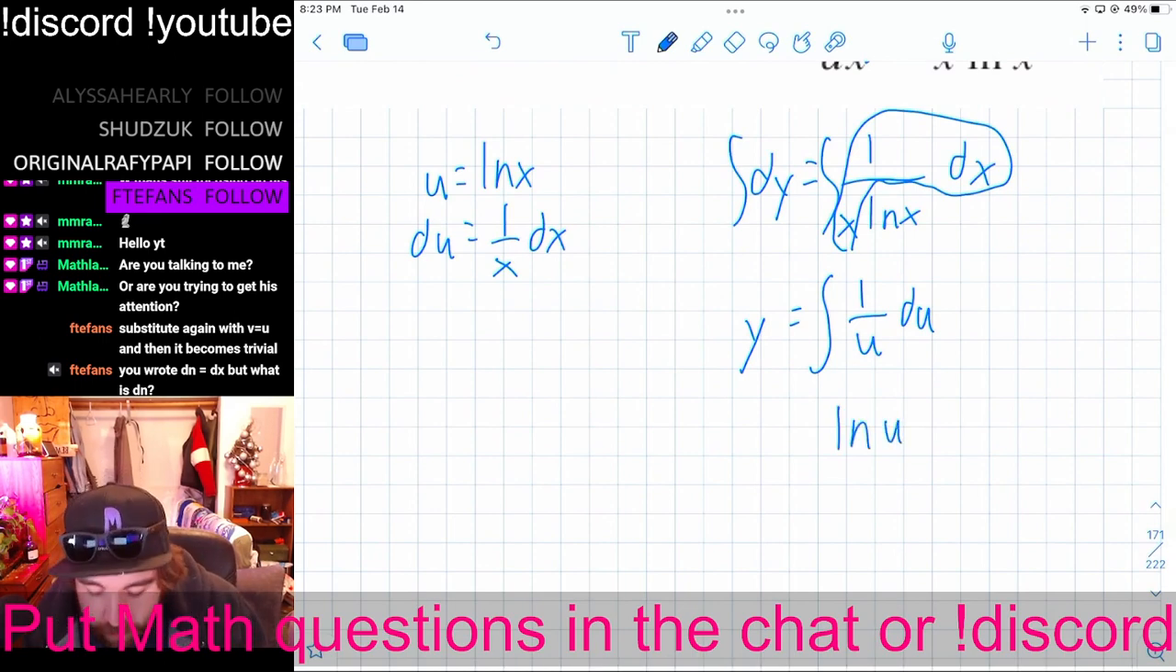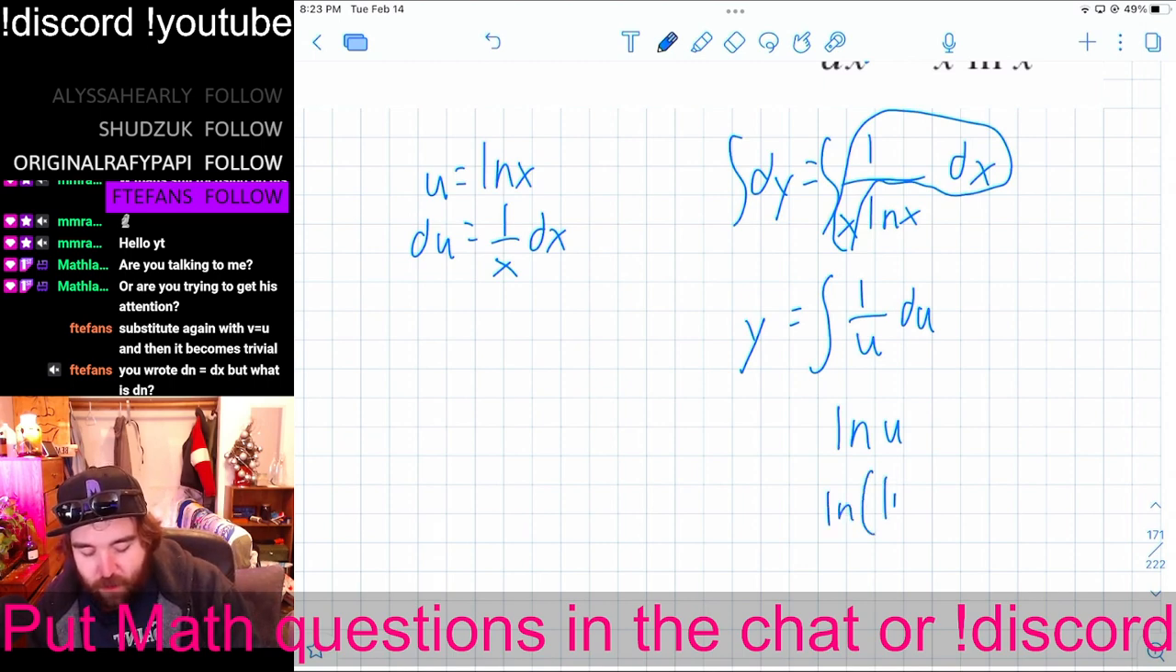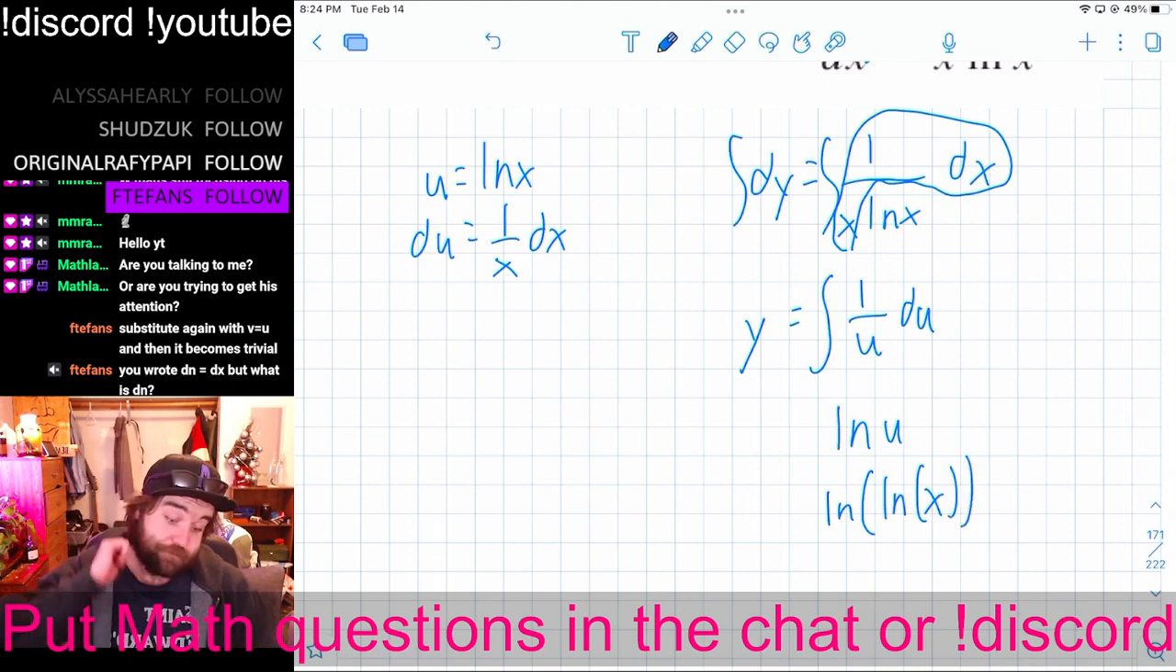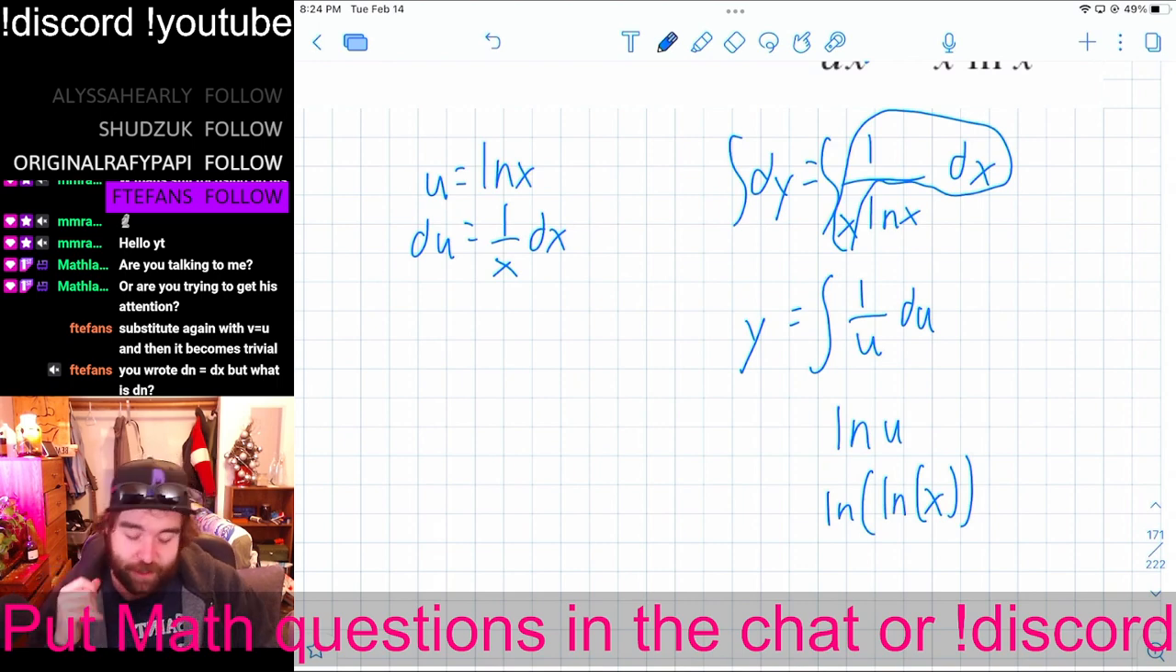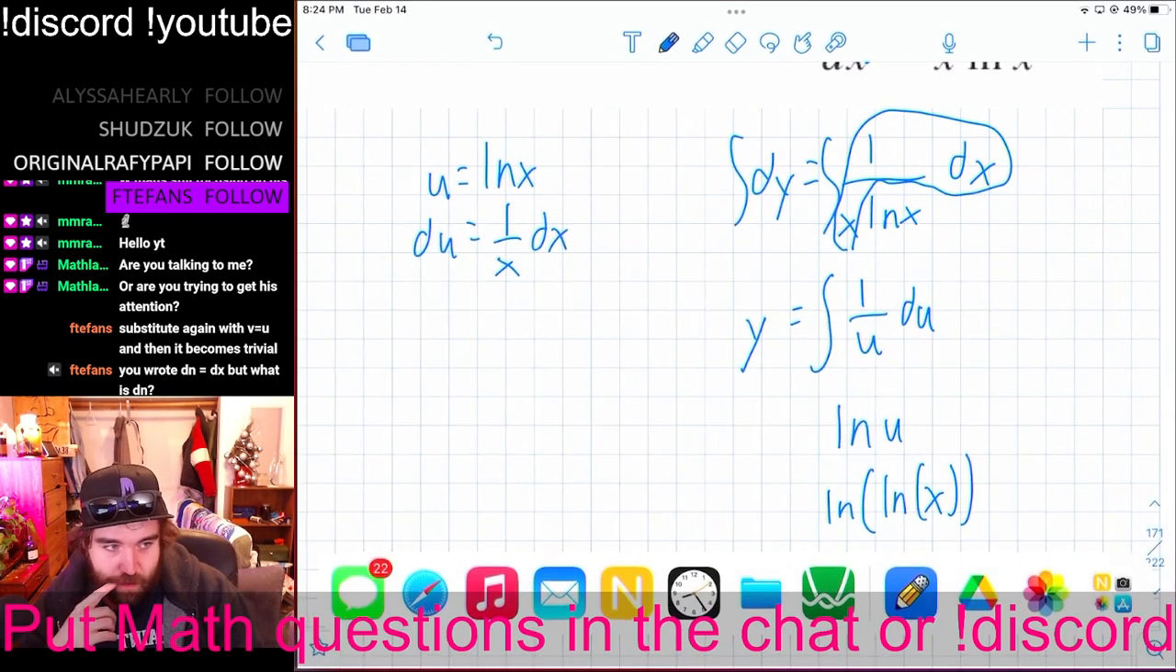But then what is u? U is ln of x. So it's the ln of ln of x. Which is a little weird. I don't think there's any good way to simplify that.